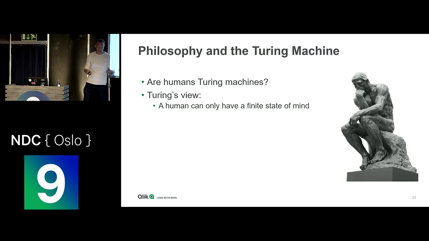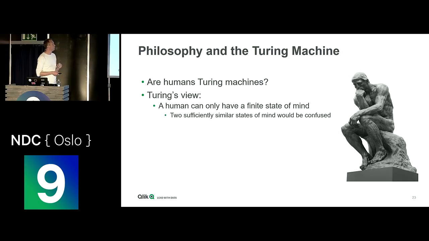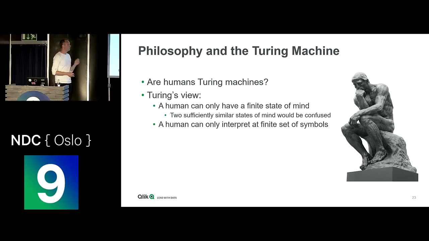But he gives an argument that looks something like this. A human can only have a finite number of states of mind, because two sufficiently similar states would be confused. We can only consider a finite number of states of mind ourselves. And actually, this is something that we use all the time when we're doing mathematics, or when we're building a program for that sake. We need to split it up. We can't have it all at once in our head. We have to split it up in order to get control of it and find a system for how to deal with it. And in terms of symbols, he says that a human can only interpret a finite set of symbols, and two symbols that are sufficiently close would be confused as well.